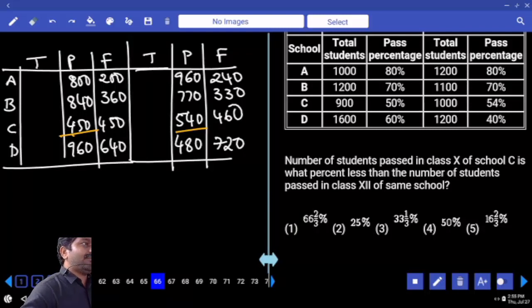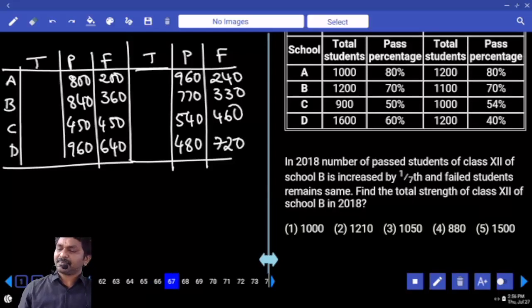9 how many times? That means 5 is to 6, right? 5 is how much less than 6? Out of 1 out of 6 in the sense? 16 2 by 3. Followed. So instead of writing 990 less out of 450 into 100, directly calculate the ratio. You don't need to use pen and paper.